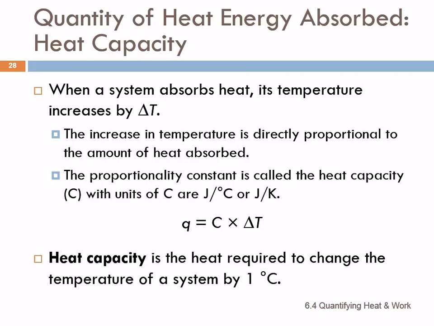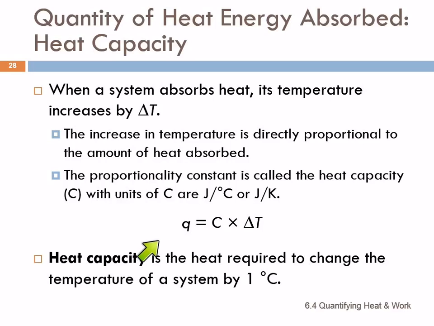And so if it's proportional, there must be a proportionality constant. And that constant is known as the heat capacity. And it is abbreviated with a capital C. Now, depending on the author or the field of study, you'll sometimes see different letters used. Sometimes you'll see a lowercase c or even an S. But we're going to use capital C. The units on that are joules per degree Celsius or joules per Kelvin.